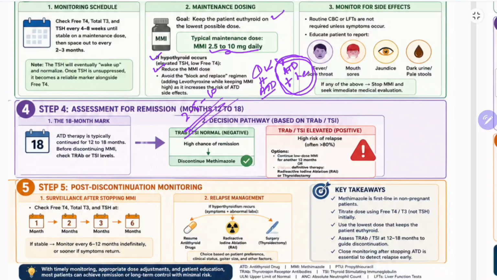And check every 3 months or 6 months the TSH and FT4 levels of the patient. Again, one important point here is monitor for side effects. Educate the patient to report if he develops fever or sore throat and mouth sores, jaundice or dark urine or pale stools. If any of the above is present, then stop MMI and seek immediate medical evaluation. CBC and LFT should be performed in this patient.